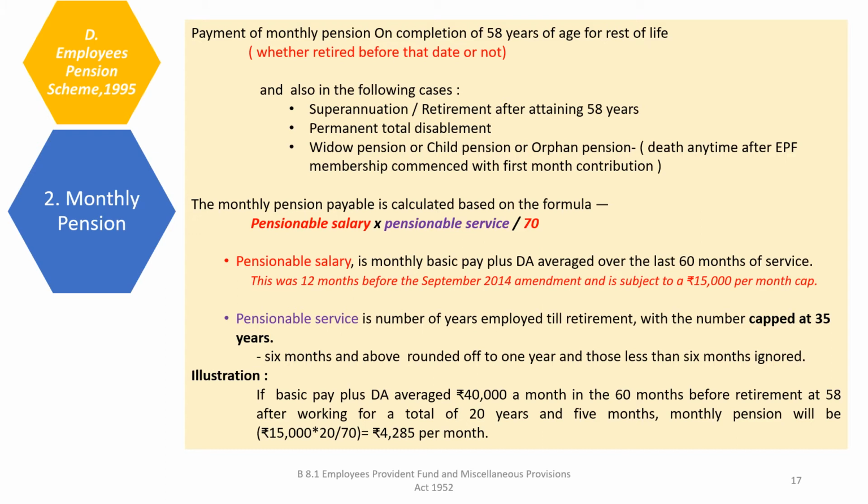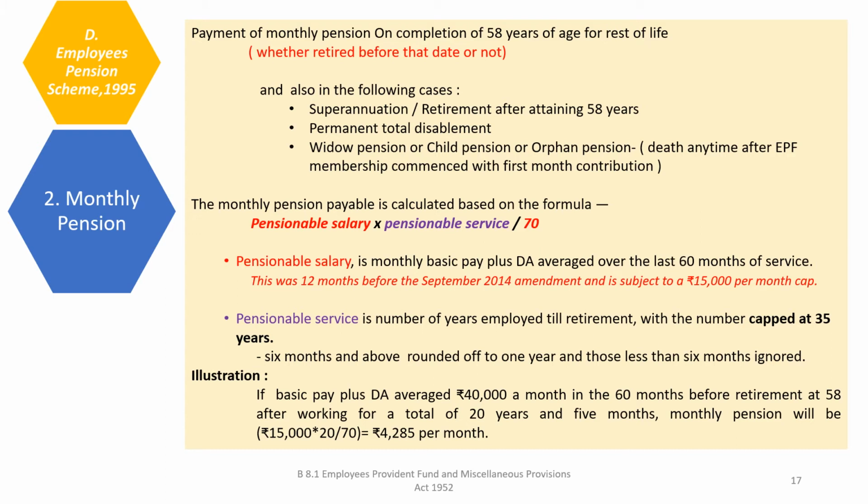Monthly pension is paid on completion of 58 years of age and retirement, for the rest of life. It's also given where there is permanent total disablement, and in the event of death of the employee, it will be paid to the widow for life or to minor children till they reach 25 years of age, and it is also available for dependent parents for their life.